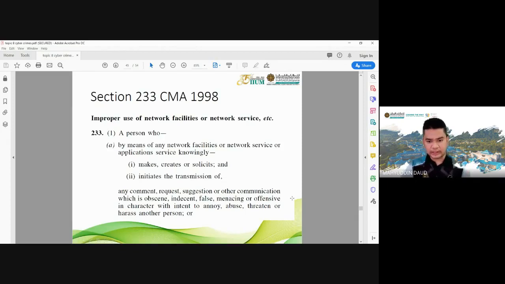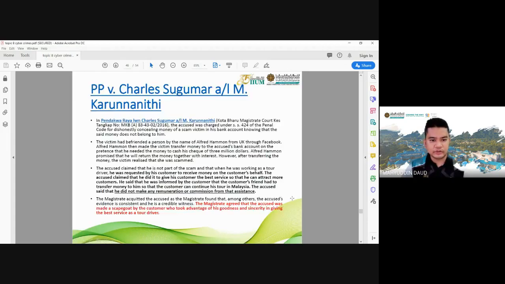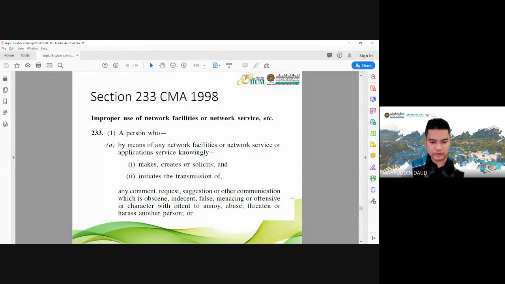But look, the elements are a little bit different, with a different kind of actus reus and mens rea. So the prosecutor has to carefully look at the provisions and see whether this fits or not.